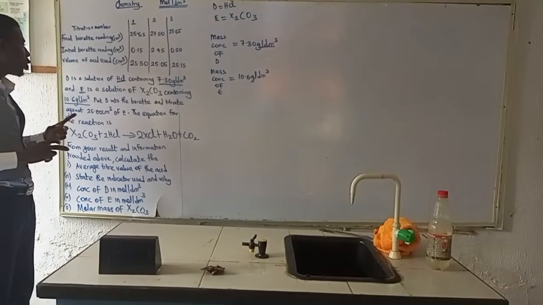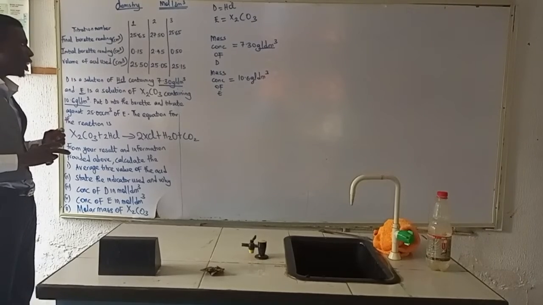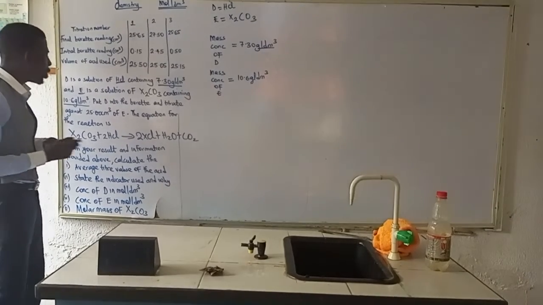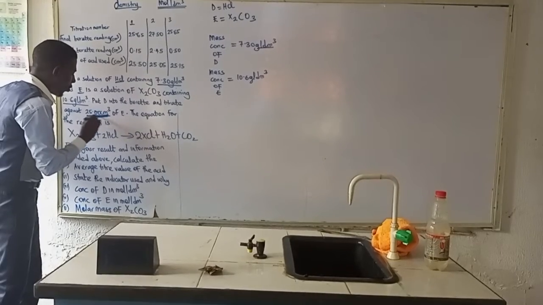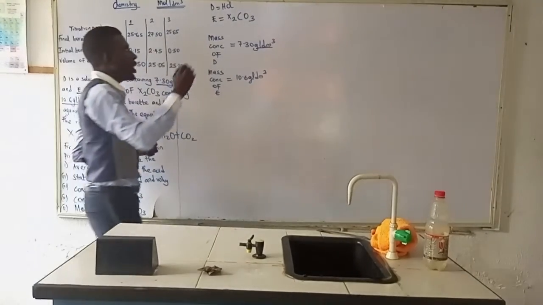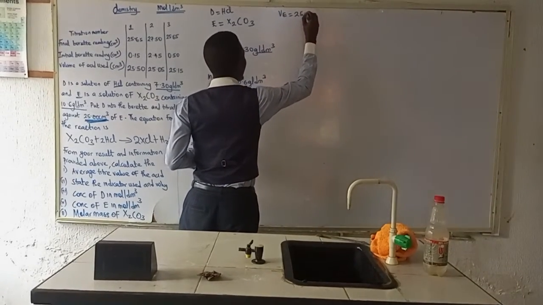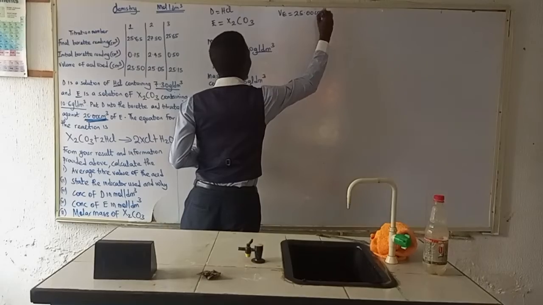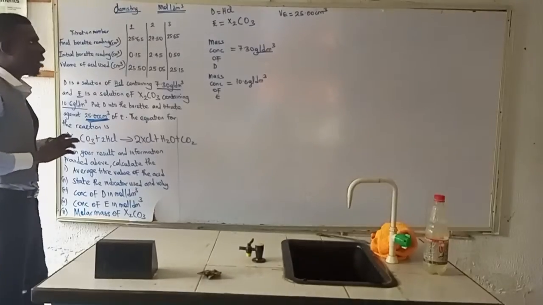They now said put D into the burette and titrate against 25 centimeter cube of E. That means in this question, they've given us the volume of E. This is the volume of E that we are titrating. The volume of E is 25.00 centimeter cube.